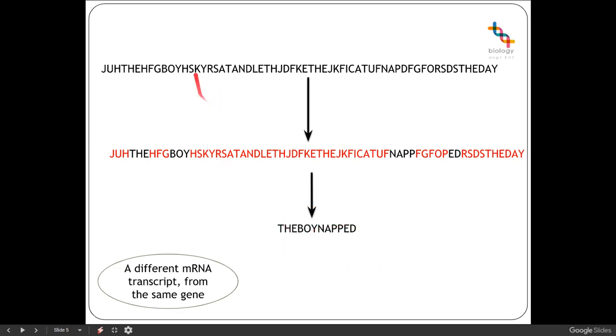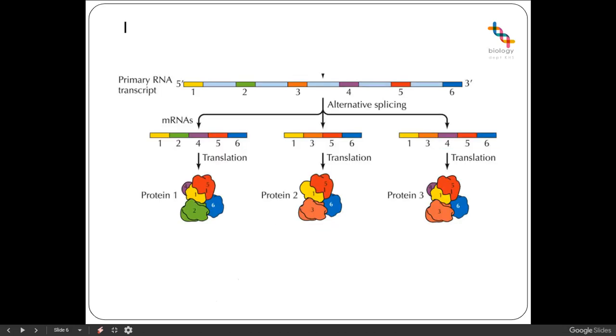What's important about that is that both of the sequences to begin with were the same. The mRNA was just spliced in a different fashion. So different exons and introns were used or not used to give us a different transcript, which would then give us a different amino acid sequence when it was eventually translated, and therefore a different protein. So we can wind up with very different mRNA transcripts from the same gene in this process called alternative splicing. And that's what this would look like overall.